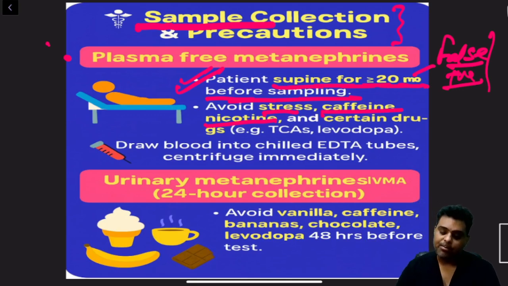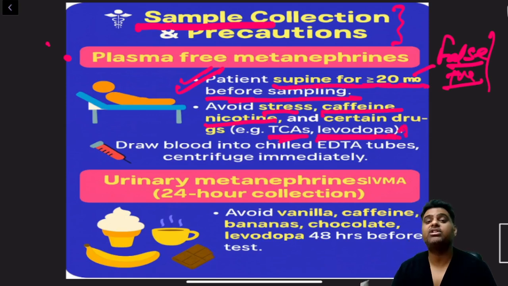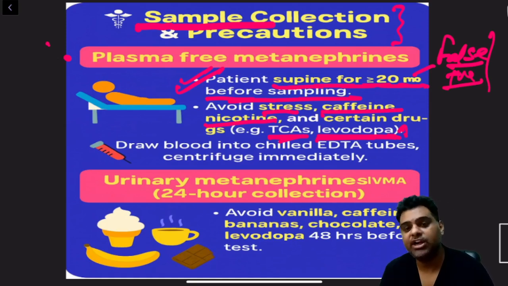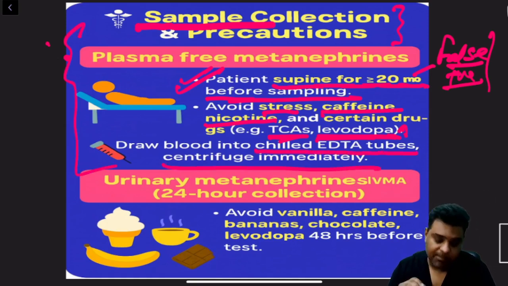So that is very important: under stress, caffeine, and then there are drugs like TCA, tricyclic antidepressants, and levodopa. These drugs can further increase the levels. So if the patient is taking these drugs, you have to stop these drugs at least 48 to 72 hours before it. And then the blood is put into a chilled EDTA tube and centrifuged. So these are very important points.